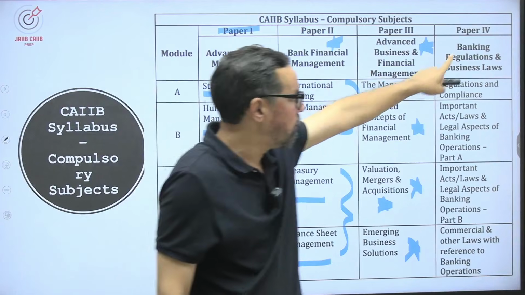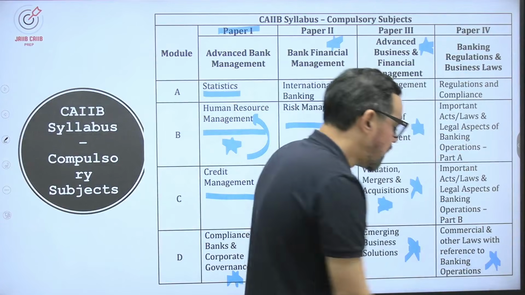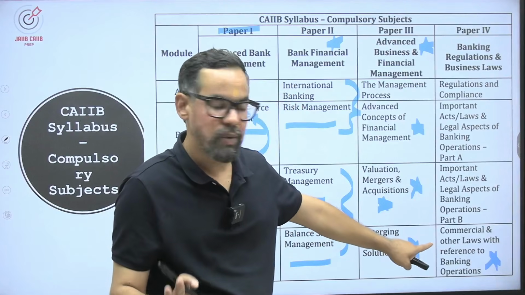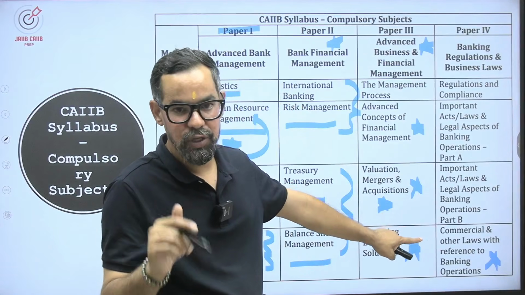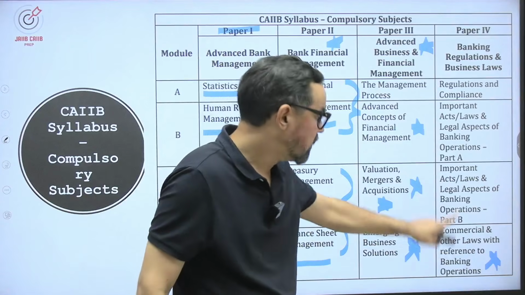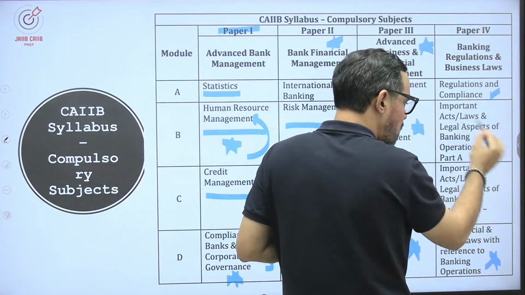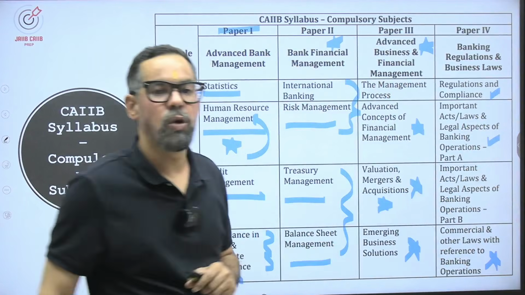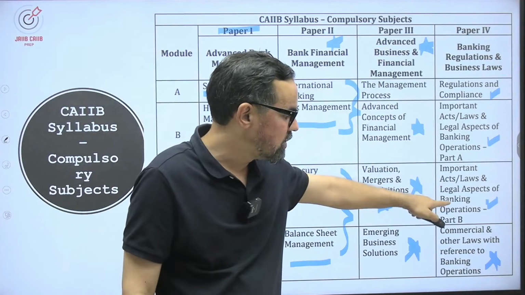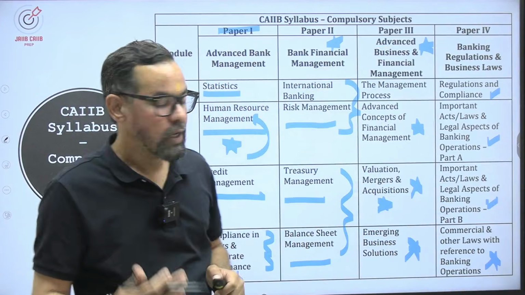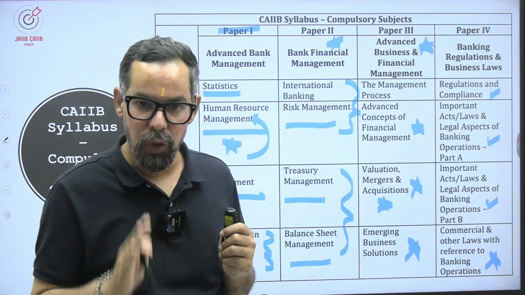And then we have your BRBL. So module D, commercial and other law, reference to banking operation, very interesting and difficult one, right? So that's why after Devishri ma'am, she's a lawyer only, she'll be helping you here. Then we have your regulation and compliances and important law related to banking operation A and B. So every act which is related to banking and finance gets covered under these three, and even the additional one also, right? So this is the overall decoding of your subject, module wise.